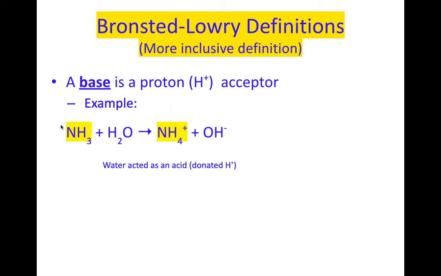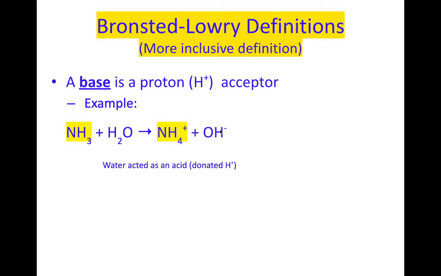Okay, I noticed that NH3 became NH4+. How did it do that? Well, it accepted a hydrogen ion. So then that tells me that this NH3 was my base, and then this NH4+ is my conjugate acid. If we look at this, it must have donated a hydrogen ion. Let's see if it did.